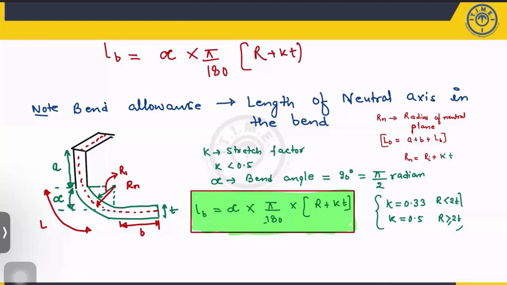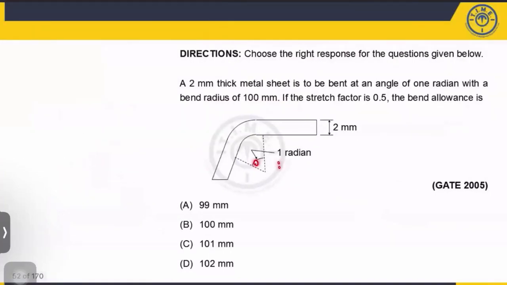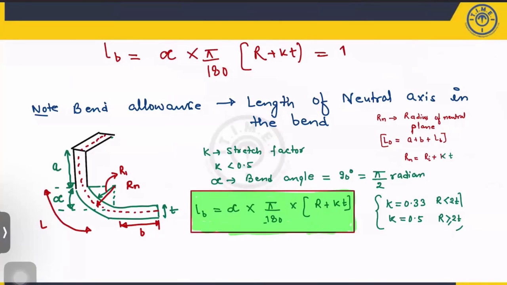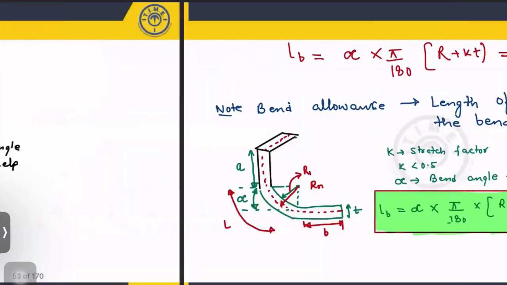Now you can see one more thing. What is this bend angle? Bend angle is given as 1 radian. That means there is no need to convert into radians. Second point, the stretch factor, that is K value, is also given. That means this question is very, very simple. There is no need to convert into radians, already given. So alpha I can take as 1, because if alpha is given in degrees, then you have to convert into radians.